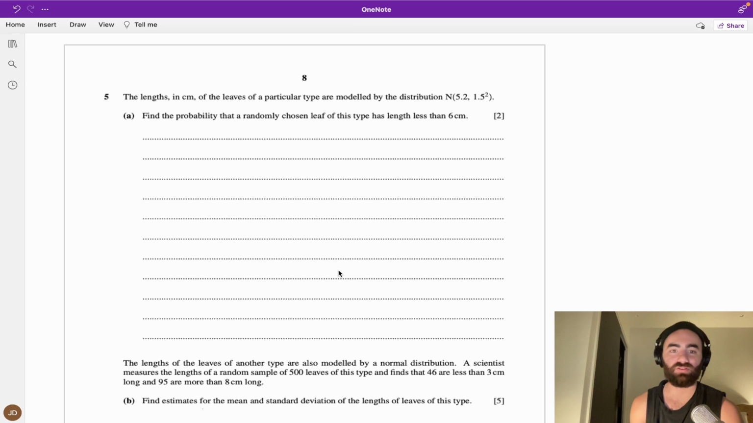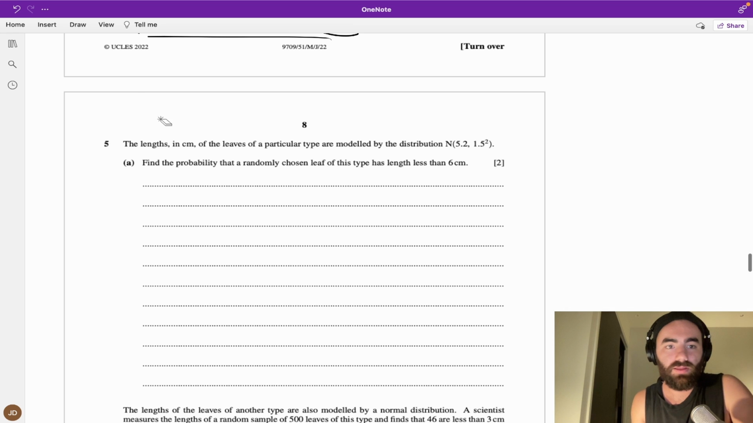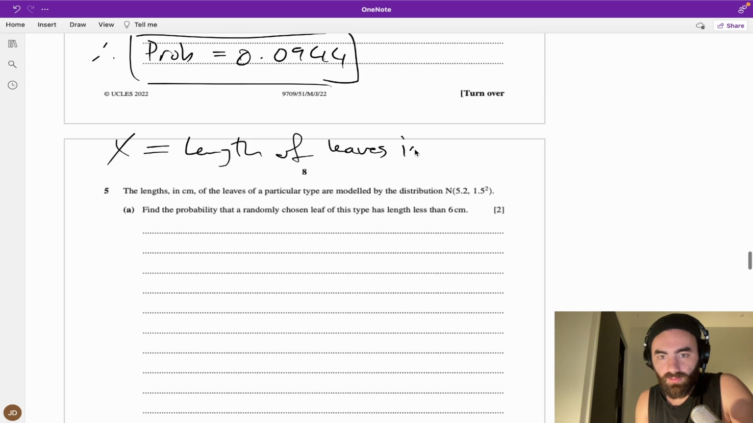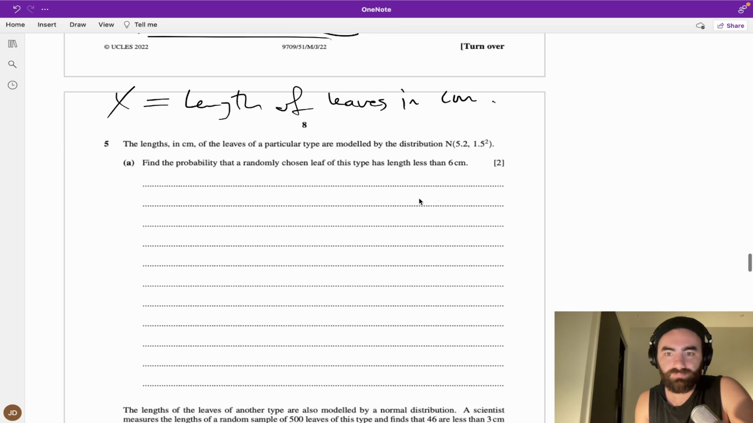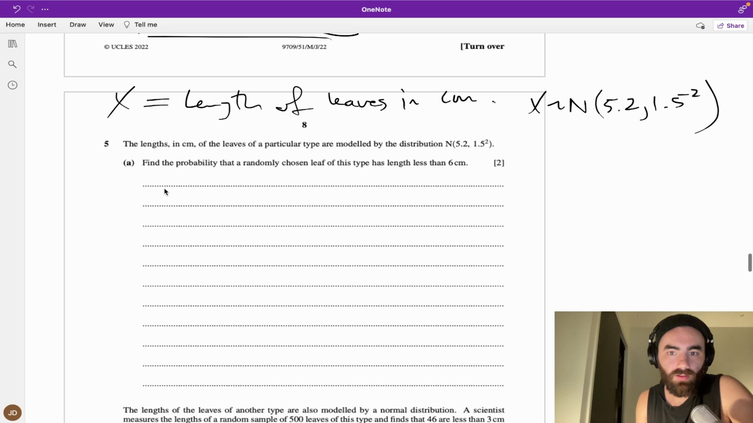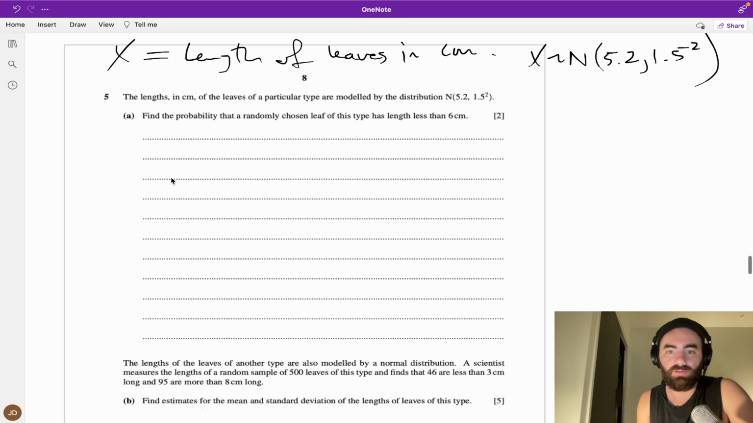Find the length in centimeters of leaves of a particular type, so this is going to be normal distribution. So X is the length of leaves in centimeters. X is normally distributed with mean 5.2 and variance 1.5 squared. Find the probability that a randomly chosen leaf of this type has a length of less than 6. Probability that X is less than 6.